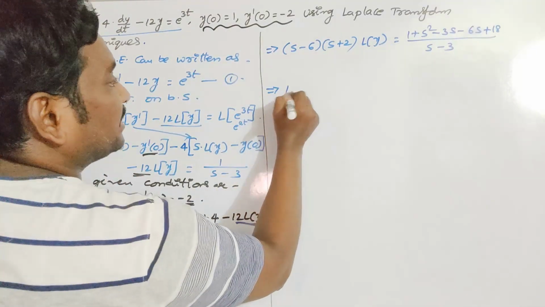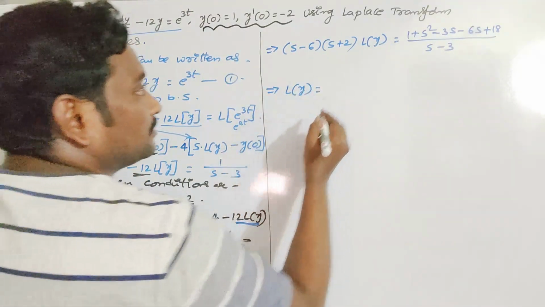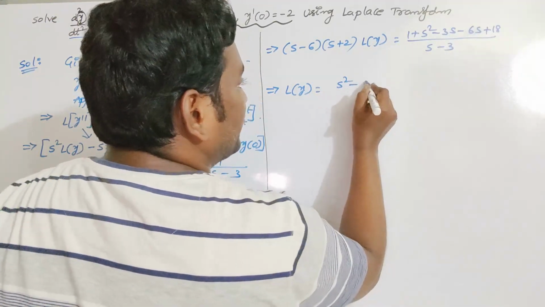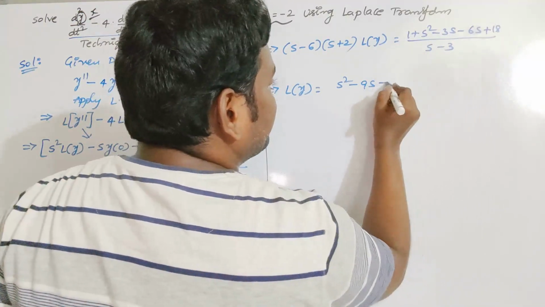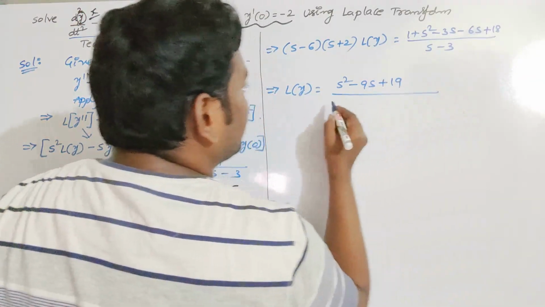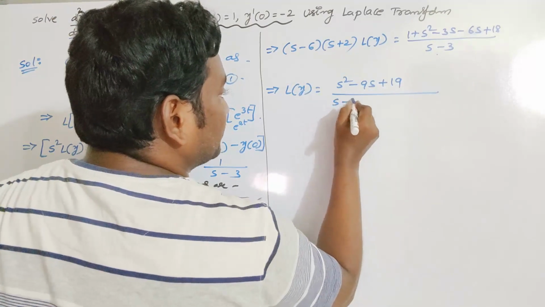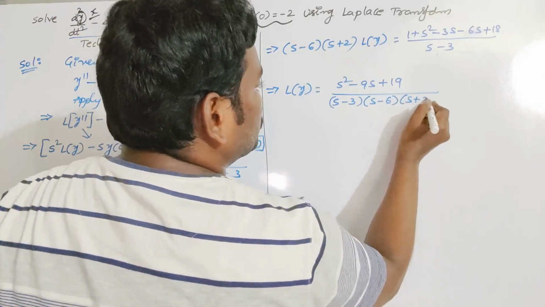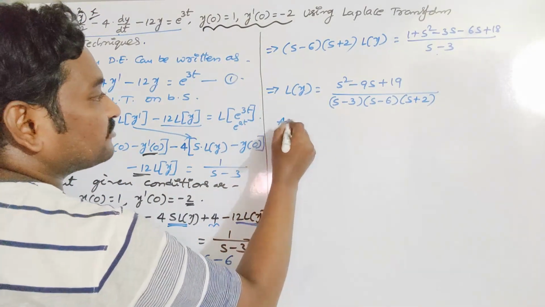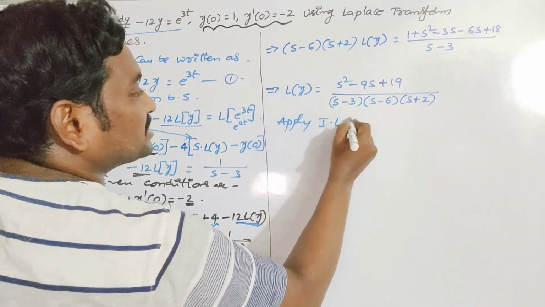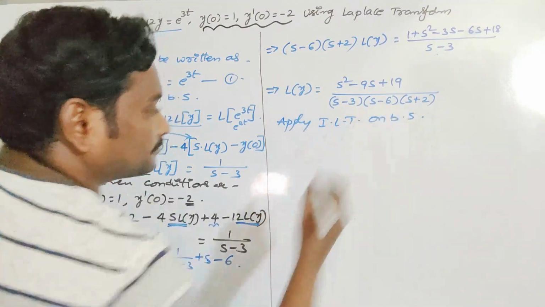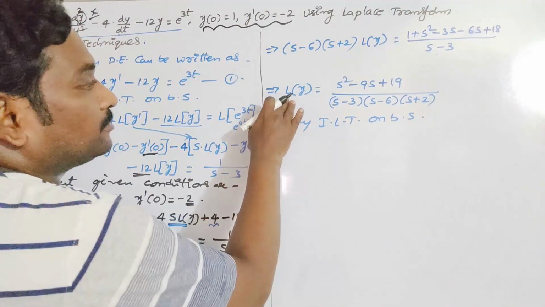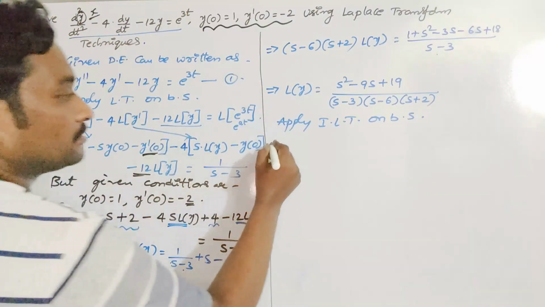So we need L of y value. L of y is equal to, what is the simplification of the numerator? s square minus 3s minus 6s minus 9s, 1 plus 18, it would be 19, whole by, already s minus 3 is there. Now it is s minus 6 into s plus 2. We need the value of y. That's why take inverse Laplace transform on both sides. Okay. If you complete up to this step, 50% of the problem is over.